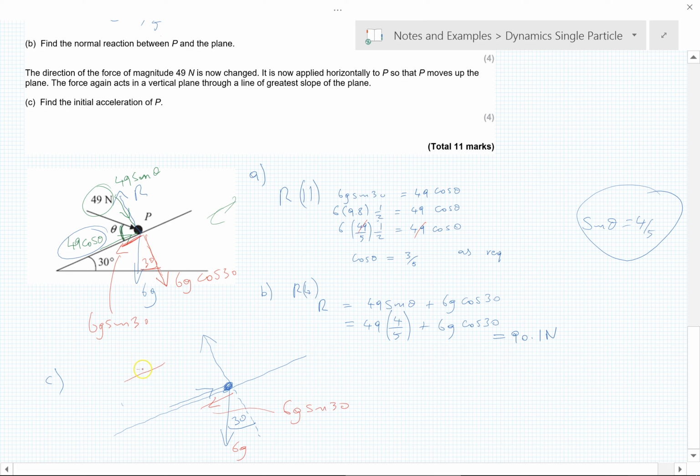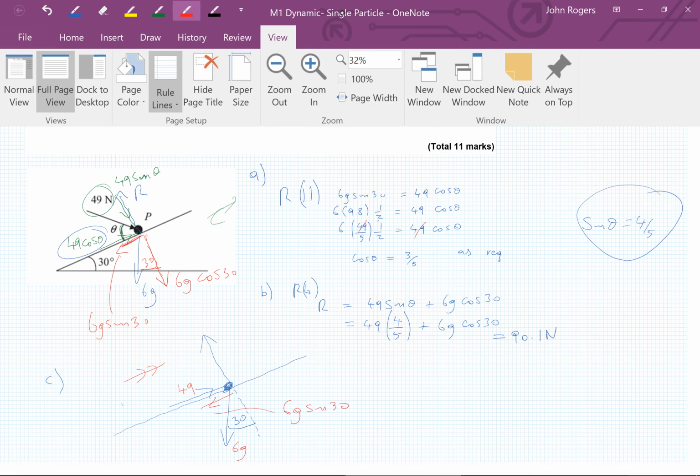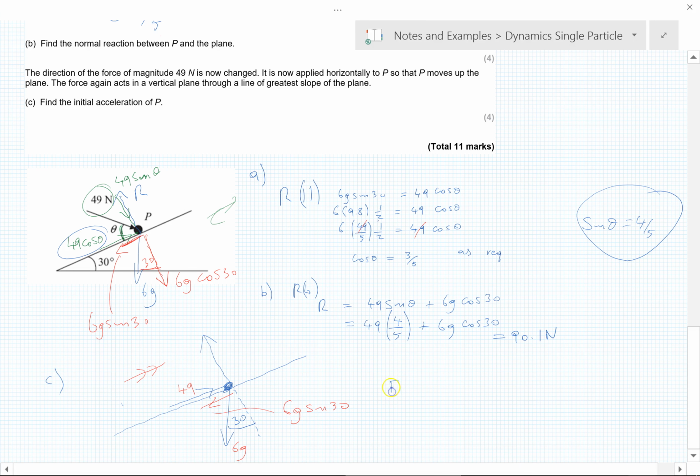It will start to accelerate up the plane as a result of this force here, which is our 49 Newton force. So if we apply F equals ma, force up of 49 newtons. Okay, and wait a minute, have I misread it? It's now applied horizontally. So wait a minute, that's wrong. Do apologise. It's applied horizontally.